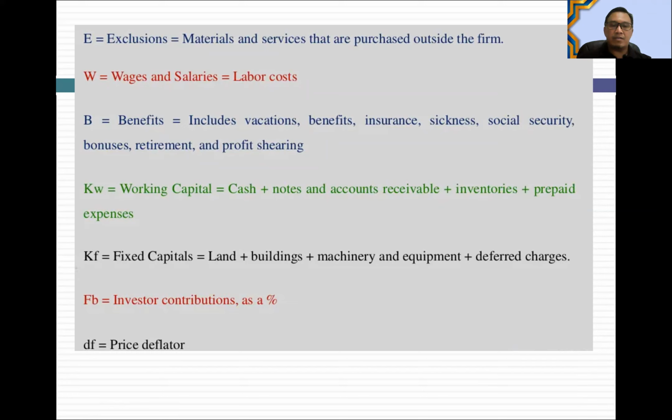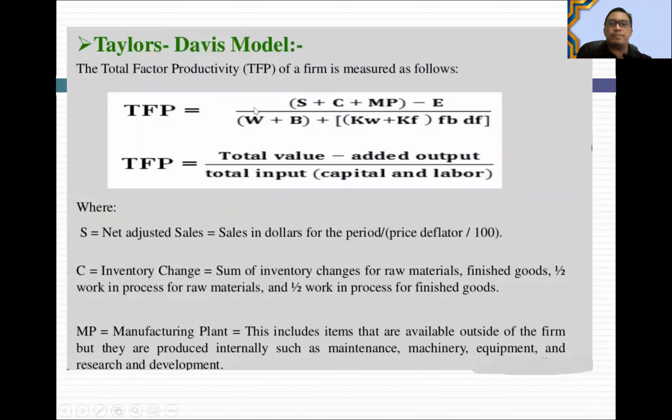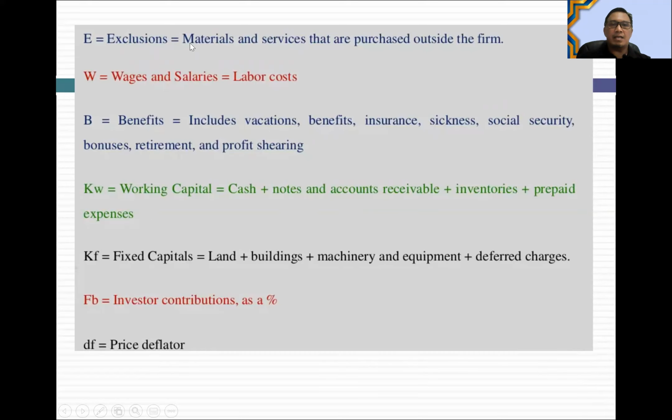FB is investor contribution in percent, and DF is the price deflator, which could also be in percent. So this is the total factors productivity, or total productivity, by Taylor Davis: sales plus inventory change plus manufacturing plant, minus E. E is the exclusion.